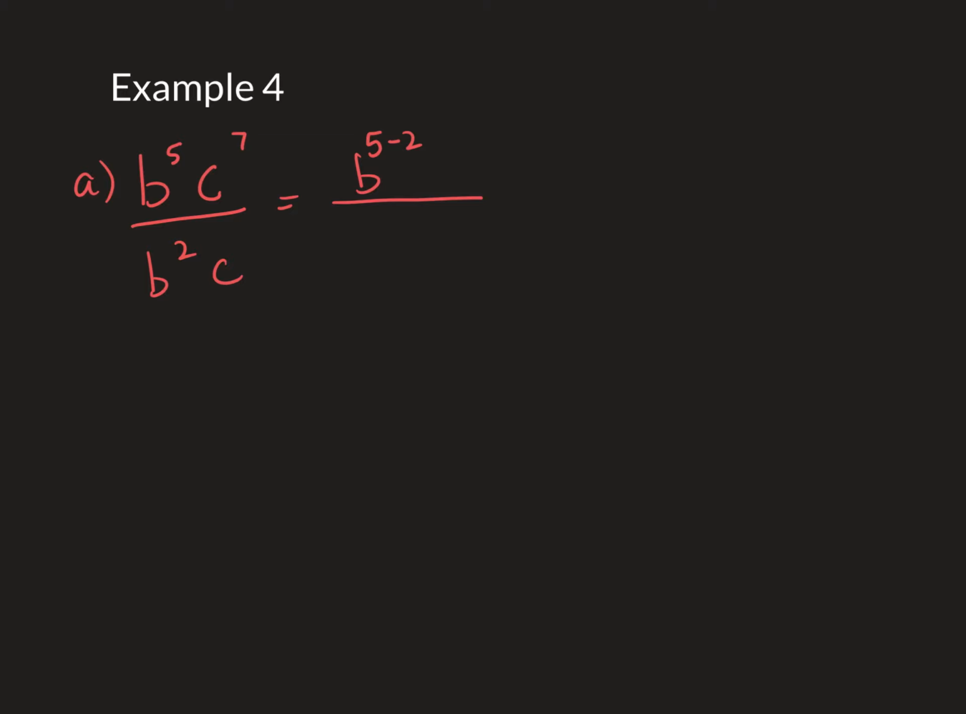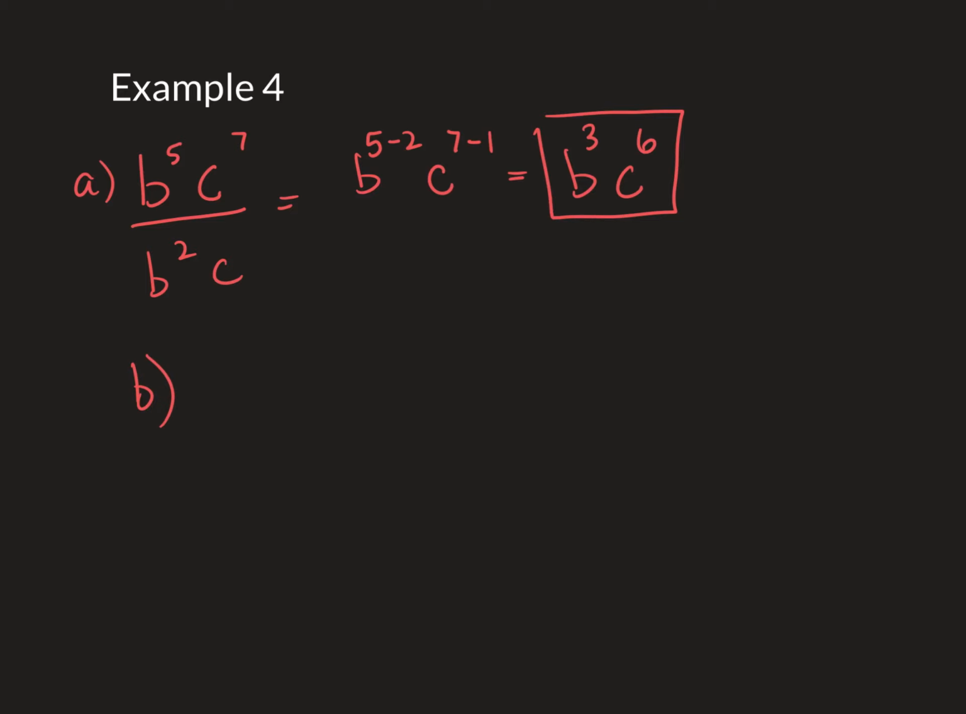And then where is my c's exponent the largest? That's the numerator. So I really don't need this bar here. I'll get rid of it. It will stay in the numerator, and I'll subtract 7 minus 1. So my answer will be b to the third power times c to the sixth power.